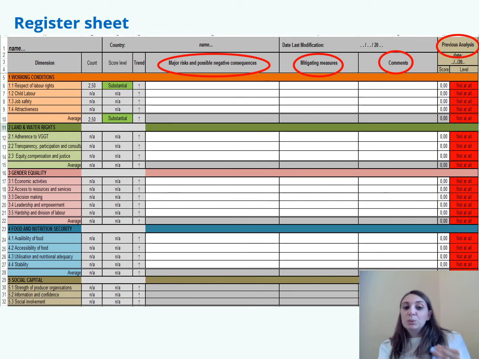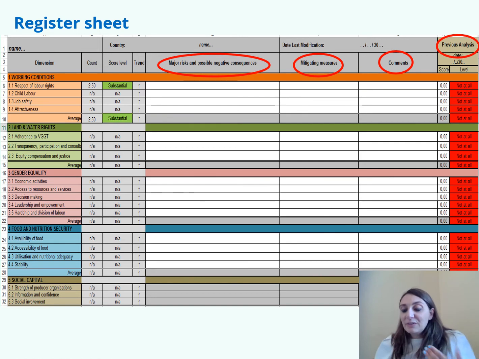And then we have some opportunities to highlight the major risks and opportunities for the value chain, and to highlight the potential mitigating measures for each of the subdomains. You also have an opportunity to insert comments, and then, as you can see on your left, you also have a previous score.